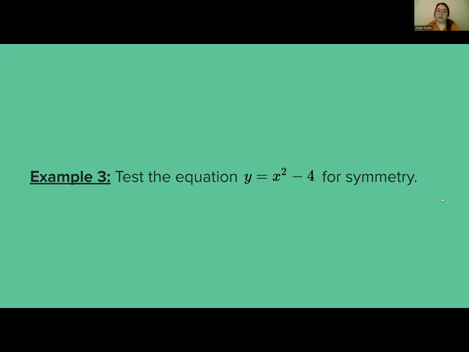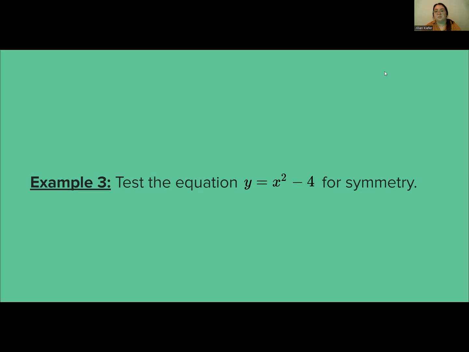All right, let's go ahead and test an equation for symmetry. Example 3, we're testing the equation y is equal to x squared minus 4 for symmetry. If you notice, this is the same problem that we had for example 2. This is the same equation, y is equal to x squared minus 4. So if you remember what that graph looked like, you could probably already tell what it's symmetric to. We're going to algebraically test first, and then we're going to verify which one it's going to be in the end. So, all right, let's head over to our notes.